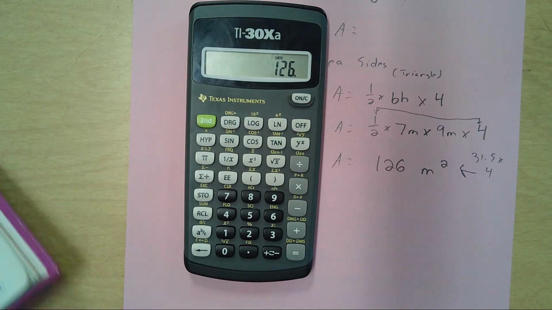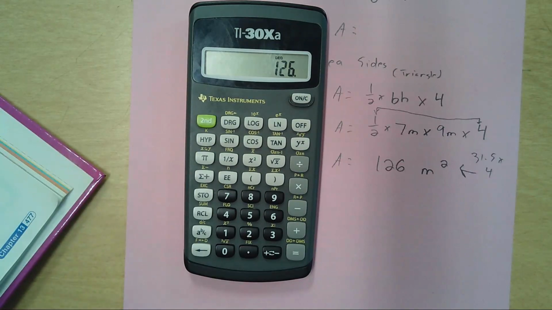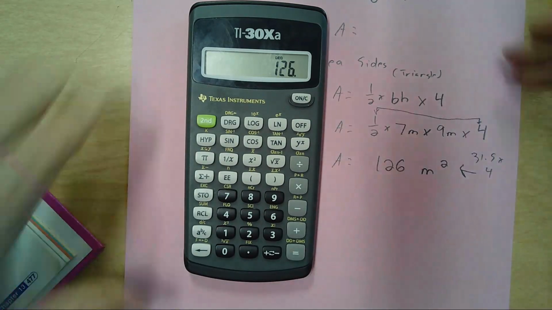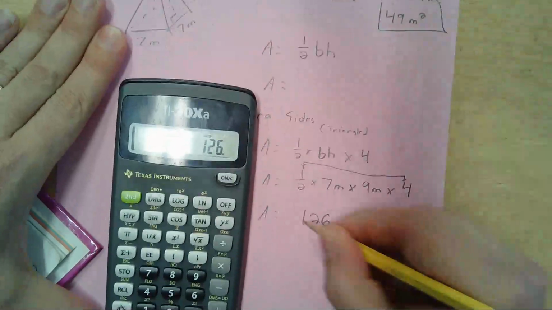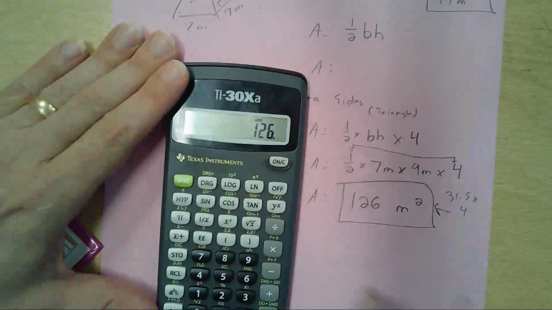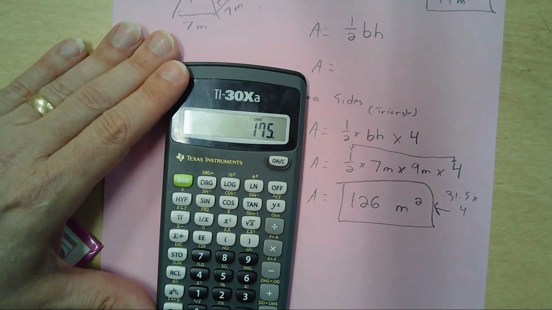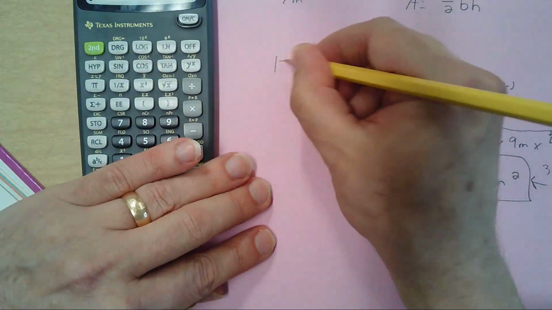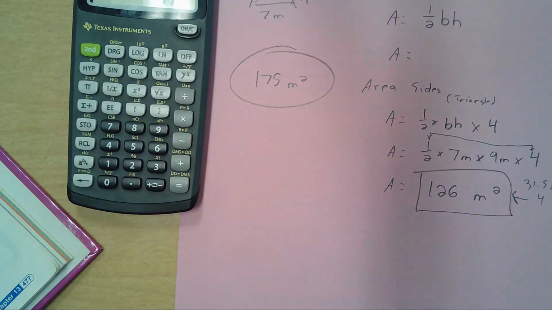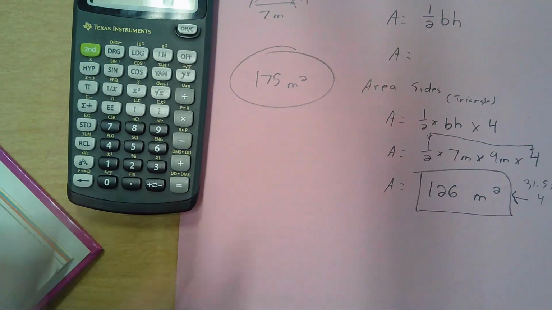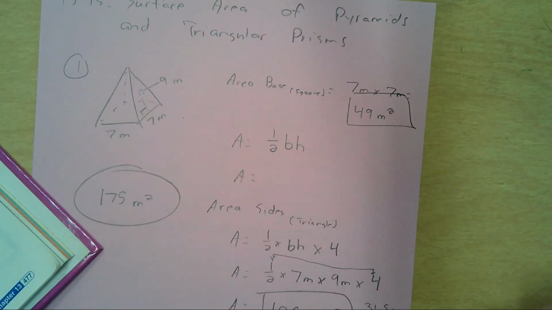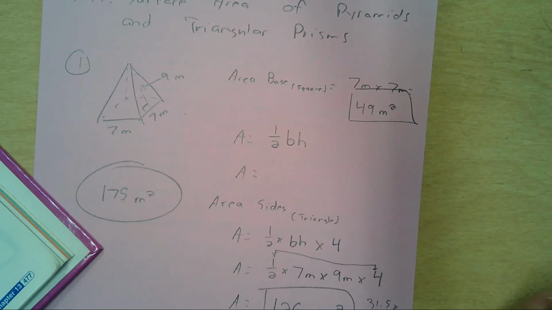So then to find the total surface area, all I need to do is add the area of the base, which was the square, to the area of my 4 triangles, and add my 49 to that. The final answer should be 175 meters squared. Oh, so we take the area of the triangles times the area of the base? No, we just add them together. Okay. Right, we're adding, we're not multiplying.